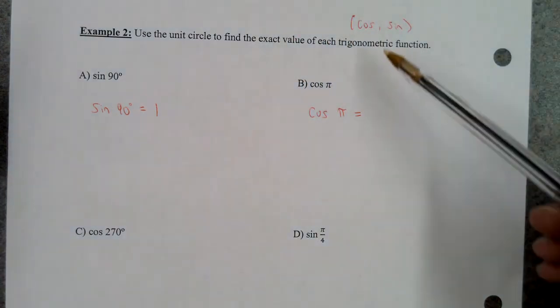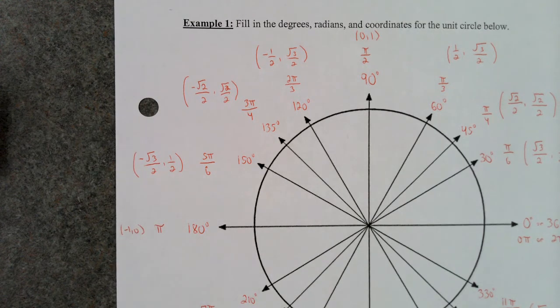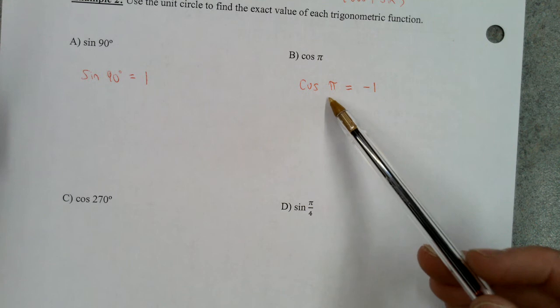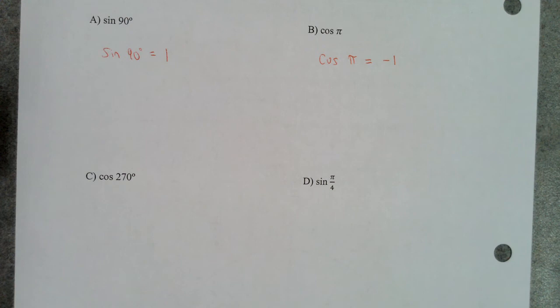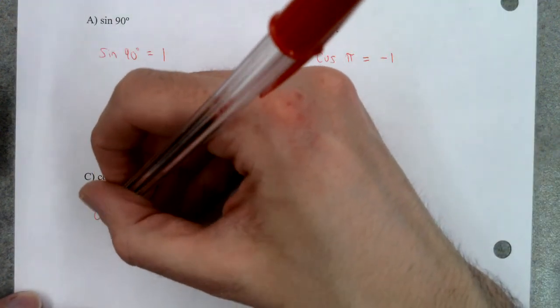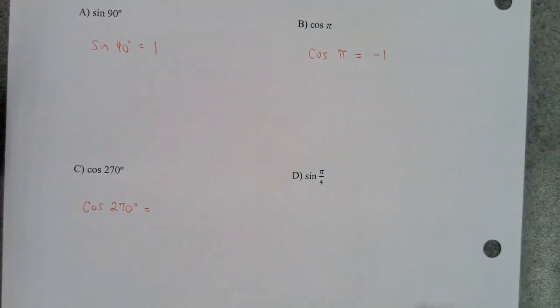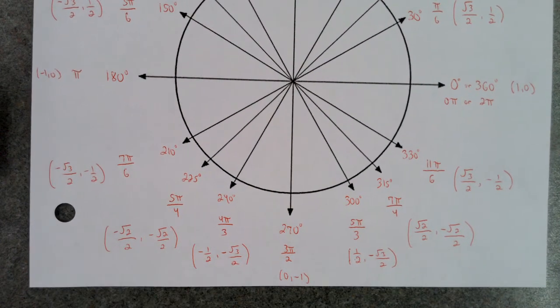Cosine is the x value. So what's the x value for pi? Negative 1. Again, you don't have to write out cosine of pi equals if you don't want to. You don't have to write sine of 90 degrees equals if you don't want to. Okay. How about cosine of 270 degrees? Cosine is the x value, remember. So if you go to 270, the x value equals 0.